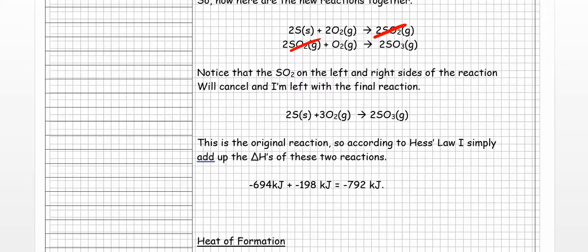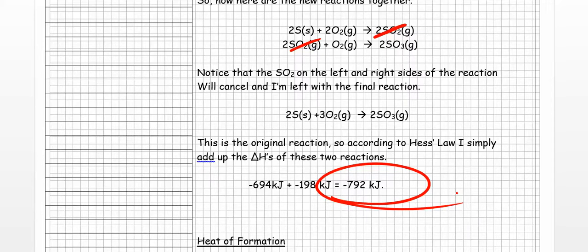So according to Hess's law, I simply add up the delta H's of these two reactions, the modified reactions. So I'm going to get negative 694 kilojoules plus a negative 198 kilojoules. My total for the net of those two equations is a negative 792 kilojoules. So you see that Hess's law allows me to take two reactions whose delta H's I do know and modify them to get the delta H of a reaction that I didn't previously know.